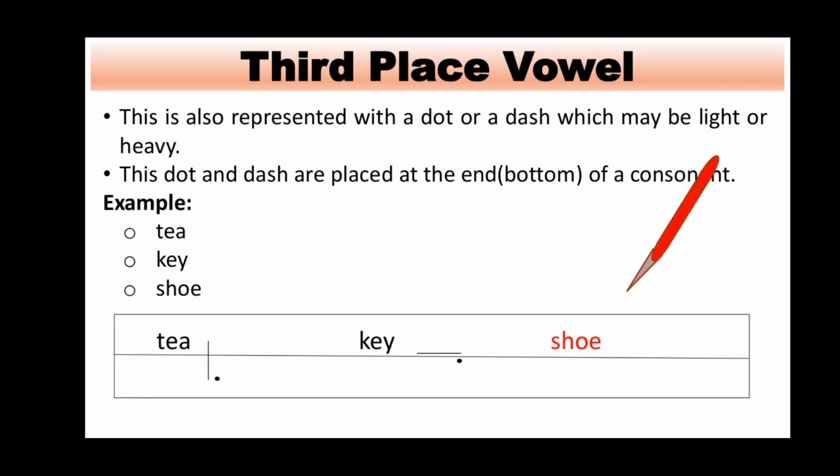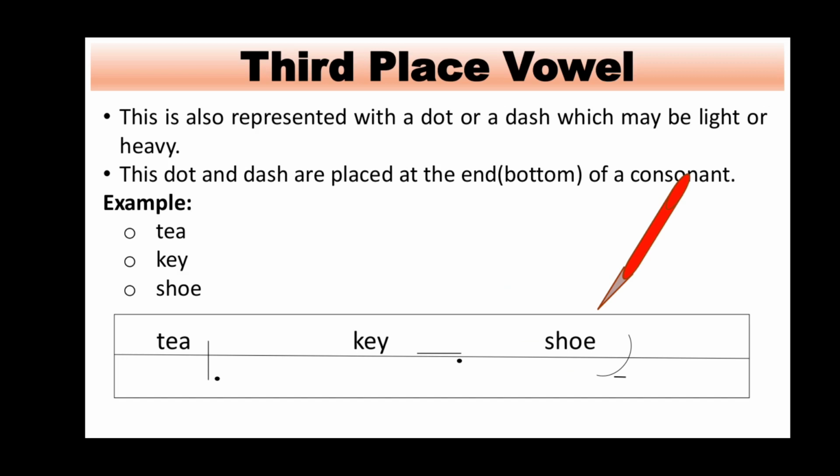Key. So let's look at the word shoe. S-H, as in shall. So the SH will be drawn through the line. That is SH. Then we put the vowel U, which is a dash. That is shoe for you in shorthand. So that is all about the third place vowel. The outline will be drawn through the line, while the vowel will be placed at the bottom, that is at the end of the outline.